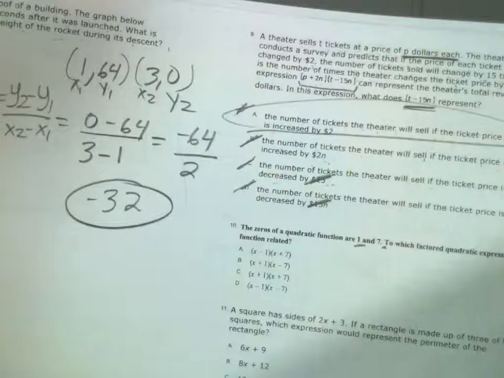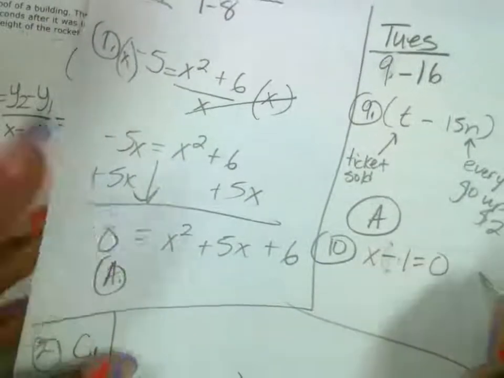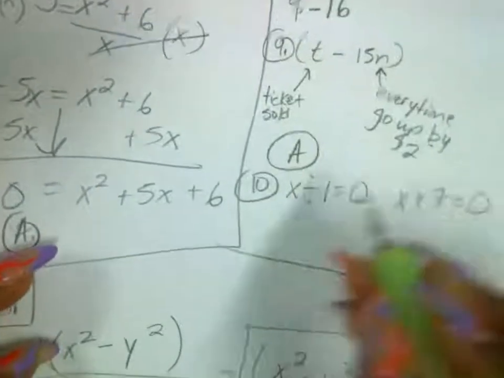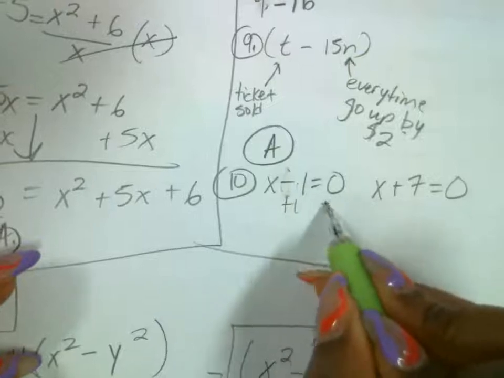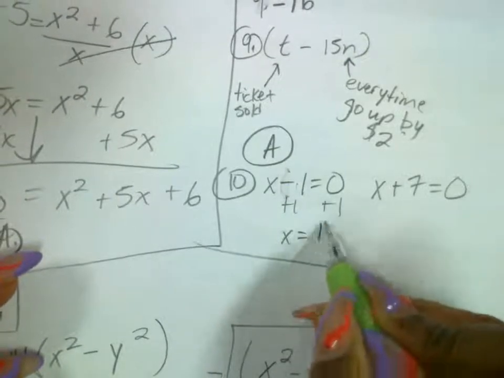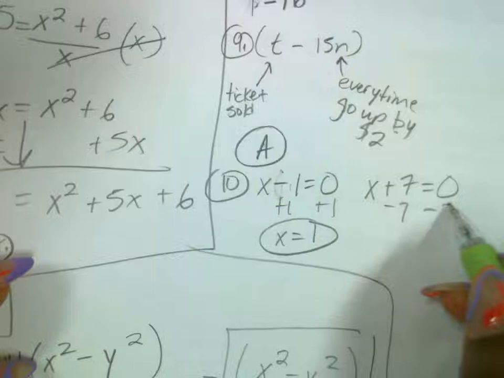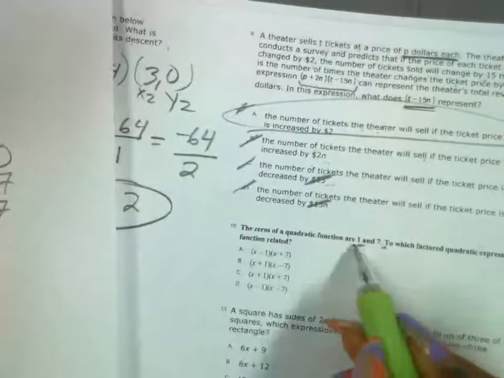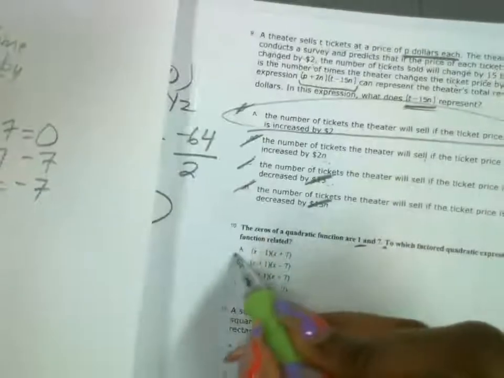X minus 1 is equal to 0, and X plus 7 is equal to 0. So I add 1 on both sides, it's going to be X is equal to positive 1. And I subtract 7 on both sides, so it's going to be X is equal to negative 7. And I'm looking for when they're both positive. So that's not right. A is not right.